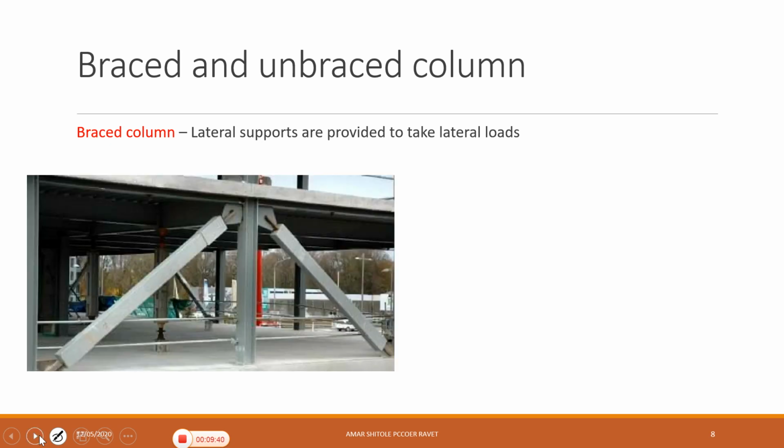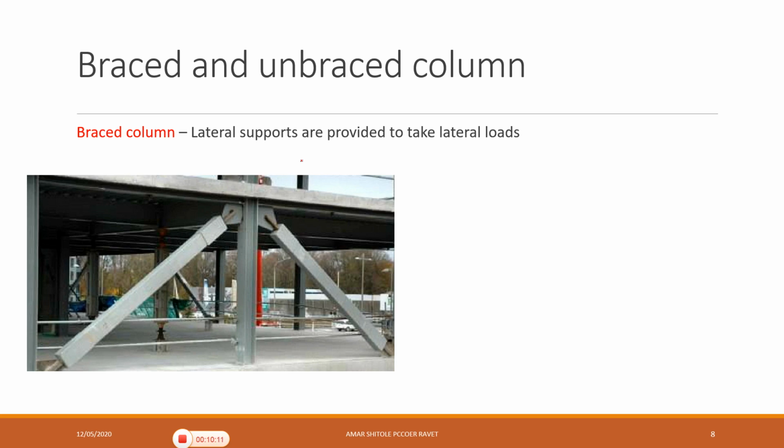See here, I have taken the example of a steel column. This vertical member is the steel column, and whatever lateral loads come on the structure are going to be sustained by these bracings. This column is supported by bracing. Lateral loads coming on the column are going to be taken by this lateral support. That's why we call this a braced column.